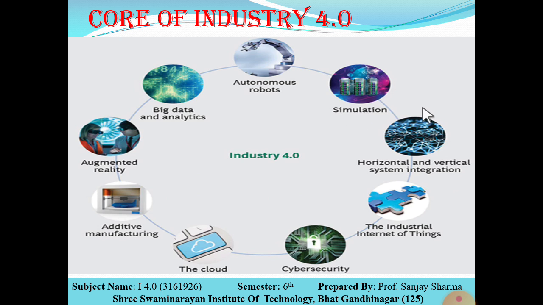Horizontal and vertical system integration. Whatever designs I take, or when I am going to use the internet, there should be perfect integration, involving both horizontal and vertical communication or integration systems. The industrial Internet of Things, it means IoT, we all know, the Internet of Things: anything which is operated with the help of the internet. For example, we have an alarm in our house, so that if a thief enters, the alarm will ring automatically, or it will give us a signal on our mobile.